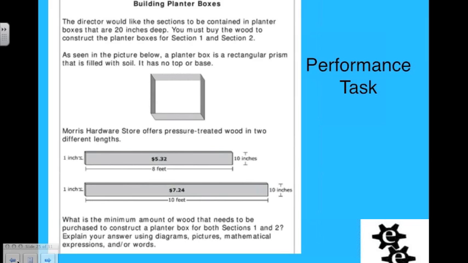Like if you look at the bottom of the slide right now, the big question is: explain your answers using diagrams, pictures, mathematical expressions, and/or words. So it's the explain. But the explanation is also really key. Right, that whole justifying your thinking, explaining your thinking using evidence.